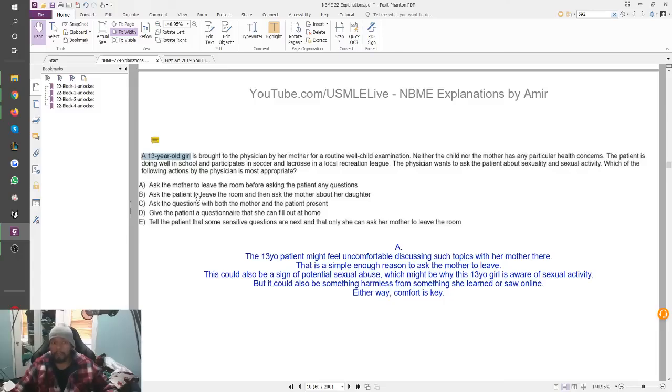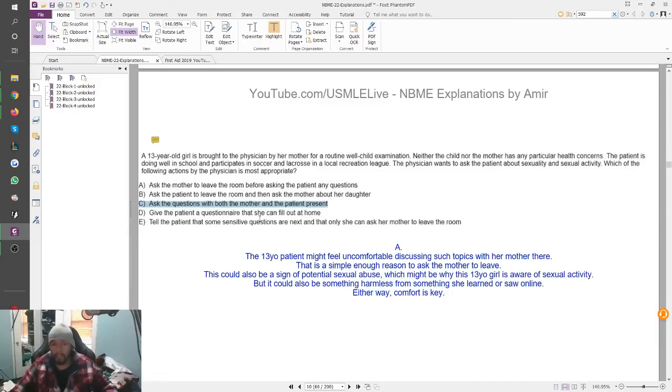Why would you ask the patient to leave the room? This is already wrong as soon as you see this. Ask the patient to leave the room? That's wrong. Ask the questions with both the mother and patient present. That's what most Eastern hospitals and doctors in the East generally do. And I've seen doctors coming from the East here and doing it here too. So it's not far-fetched. It does happen.